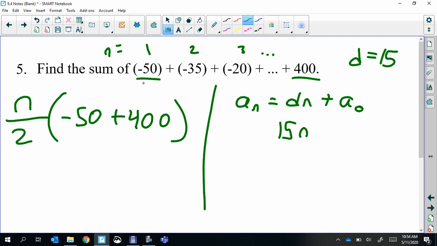Which means when we go back a step, it has to be 15 less than this. So it's getting more negative. It's going to be negative 65. We would add 15 to get negative 50. And now this is a little bit different because we don't know n, but we do know that it's going to equal 400.